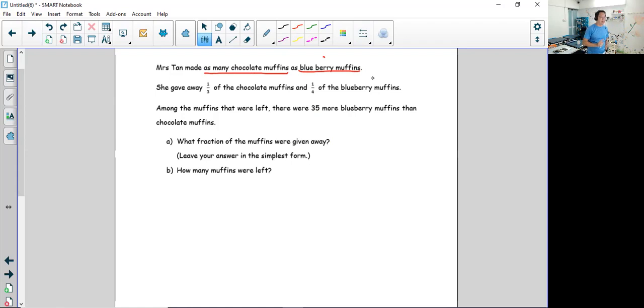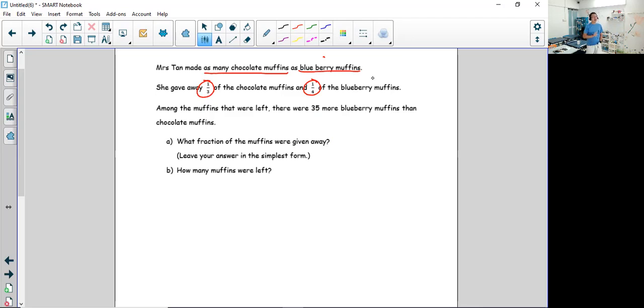Right, she made an equal number of chocolate muffins and blueberry muffins. Okay, she gave away 1/3 of the chocolate muffins, and she gave away 1/4 of the blueberry muffins. So question here, can I take 1/3 plus 1/4? Can I make the denominator the same?